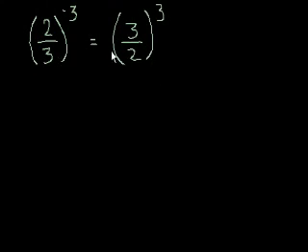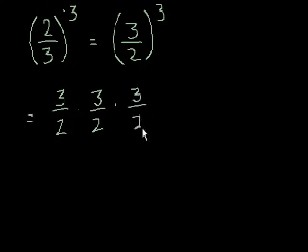So what changed between the left and the right side? The 2 over 3 I flipped, and I turned the negative 3 into a positive 3. And now this just becomes a level 1 exponent. This equals 3/2 times 3/2 times 3/2. And that equals 27 over 8. So that's interesting. 2/3 to the negative 3 is equal to 27 over 8. Let's do some more.